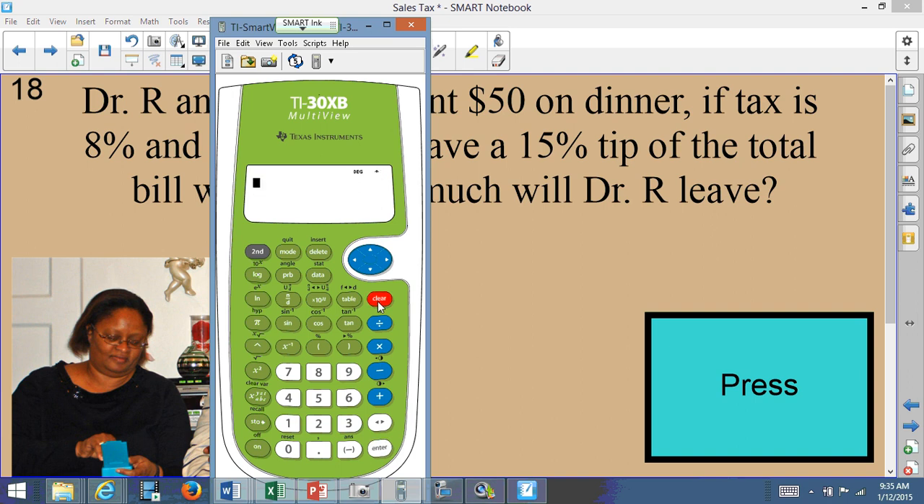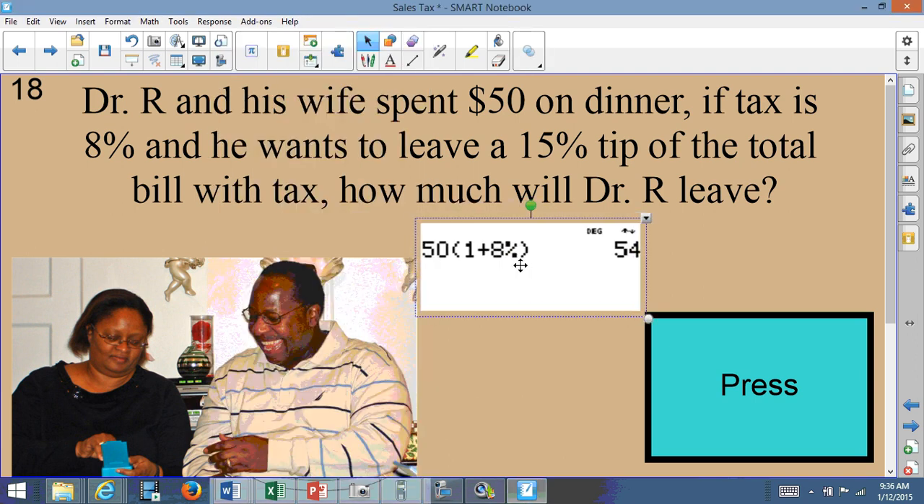Now, if you remember in my other video, you can also take $50, multiply it by 1 plus the 8%, because that's the formula for sales tax. So second percent, and this will give us the total cost with sales tax. So that's how you can get $54. So let's bring that over here. So $54 is the total cost with the sales tax.